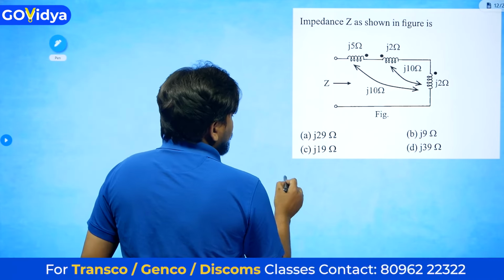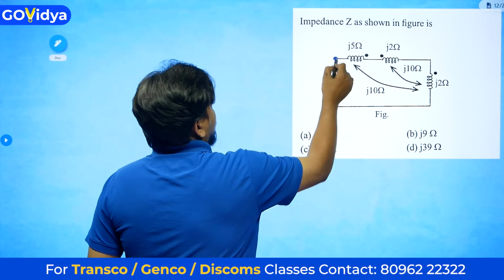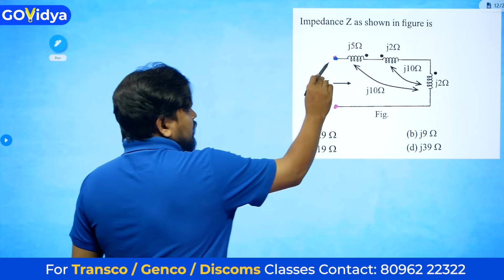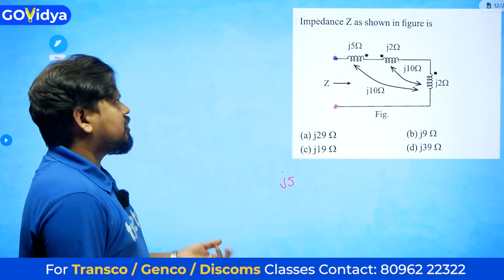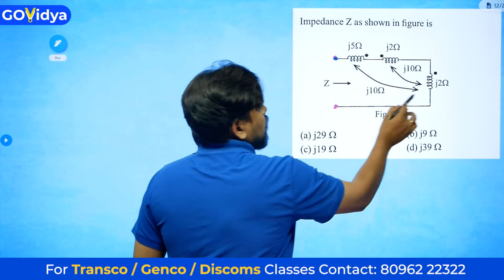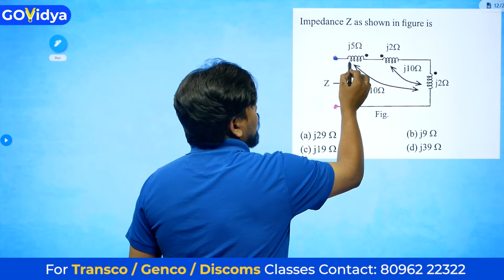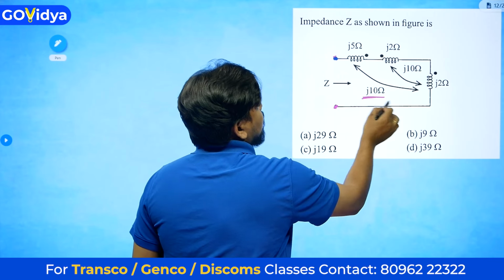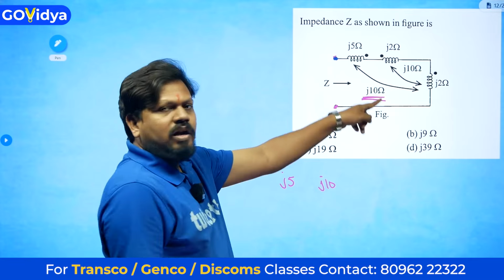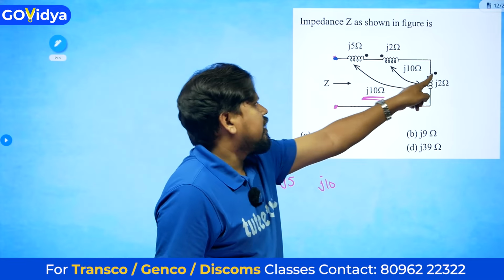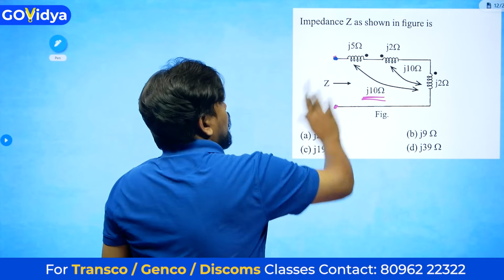So first, J5. You have to travel from this node to this node, this terminal to this terminal. First J5. Any mutual inductances there? Yes, mutual inductances are there with the other one. J2 it is having mutual, so mutual connection is there. How much is the mutual inductance? J10, so J10 value we need to give. Aiding or opposing? It is leaving, it is entering, so this is minus. This element is over now.